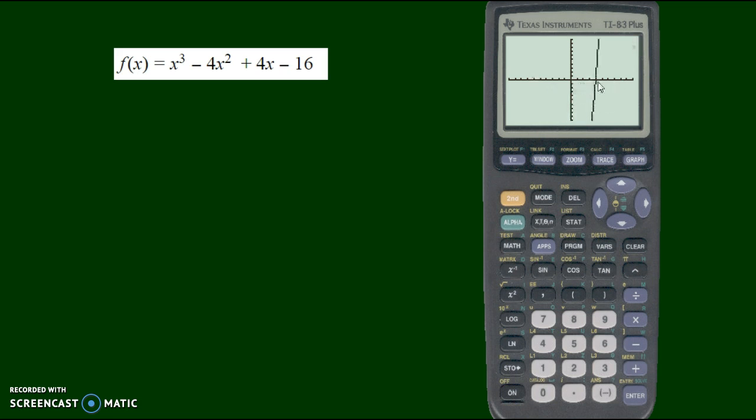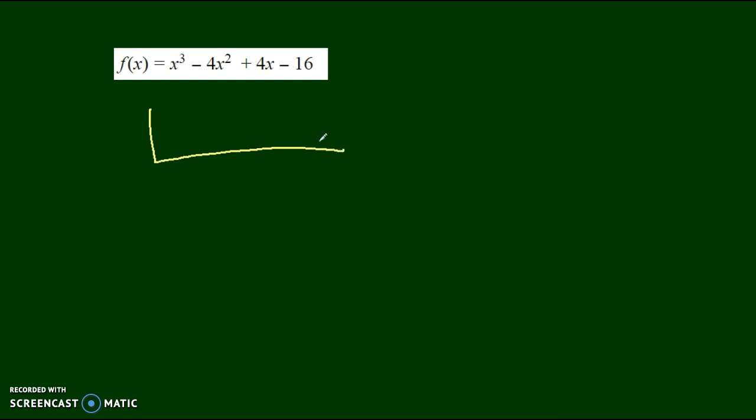Looks like it hits over here at positive 4. Which makes sense because positive 4 is a factor of this constant, so I'm not surprised to see that's a number that does that. Setting up my synthetic division with that 4 on the outside, I've got a 1 for the x cubed, negative 4 for the x squared, 0, and then negative 16. This first number drops straight down.